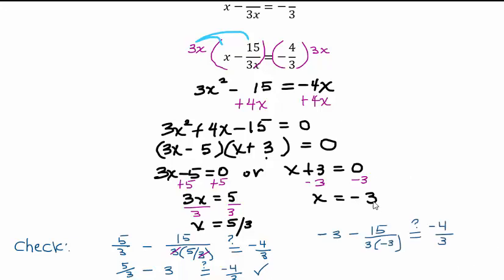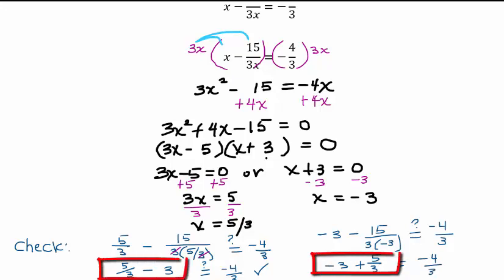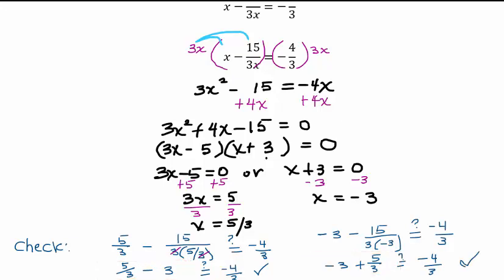And then we'll do the same thing for negative 3. So negative 3 minus 15 over 3 times negative 3. So that's negative 3 plus 15 over 9, or 5/3, is equal to negative 4/3. And you can see that we really have the same expression on the left-hand side. And so, yes, this solution also works.